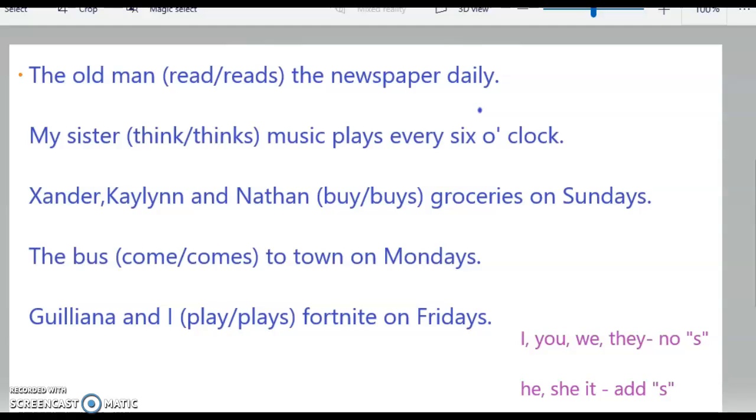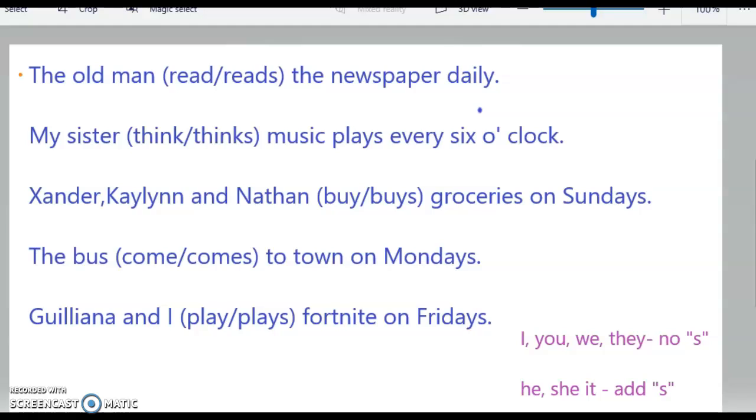Now remember, simple present tense means something that's happening in the present or something that continues to happen all the time, often, maybe every day, every week, every month, or it's just telling us something that's true. An example is the sun rises every morning. That's true, rises every morning.